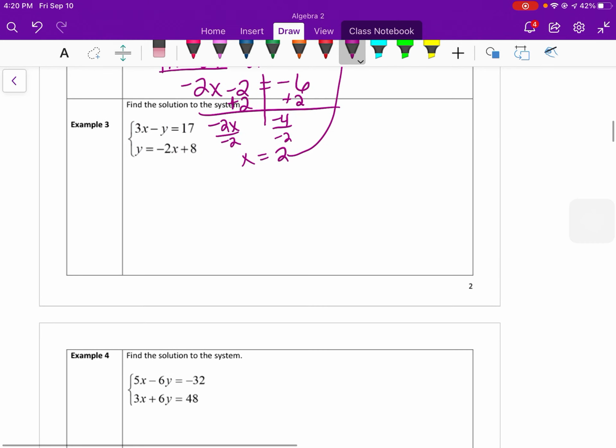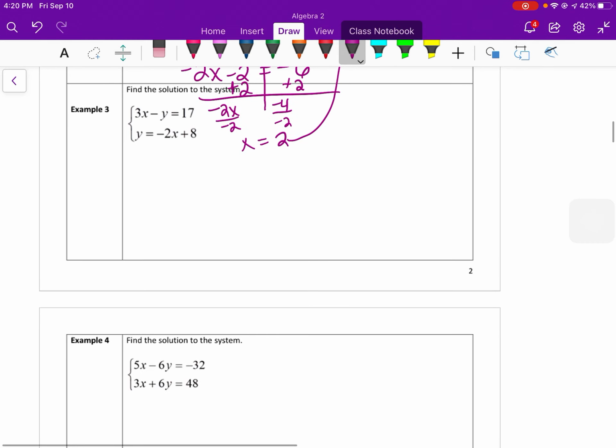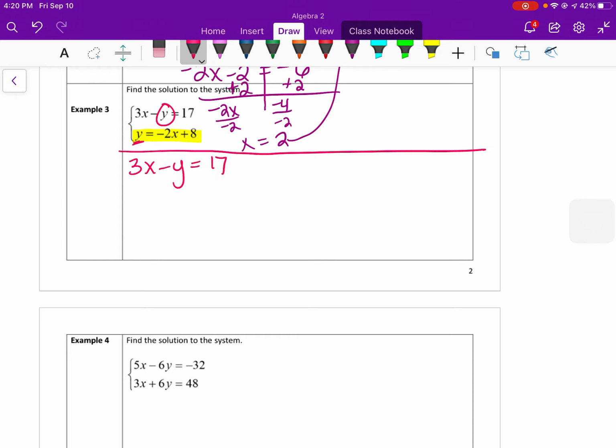So we can do that one more time. Find the solution to this system. I'm going to solve it using substitution again because it is y equals, so I have a nice isolated variable. I can take that y and plug it right back into this y. So I'm going to set it up as 3x minus y equals 17. And then I have y equals negative 2x plus 8.